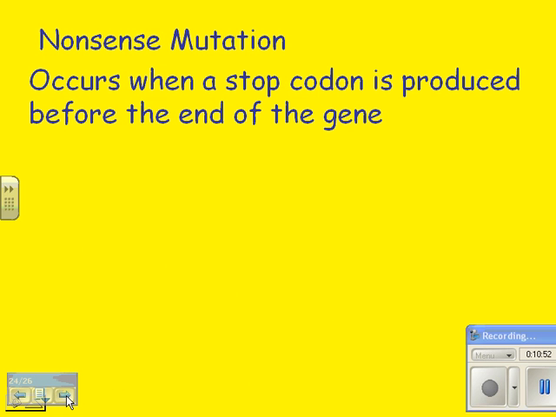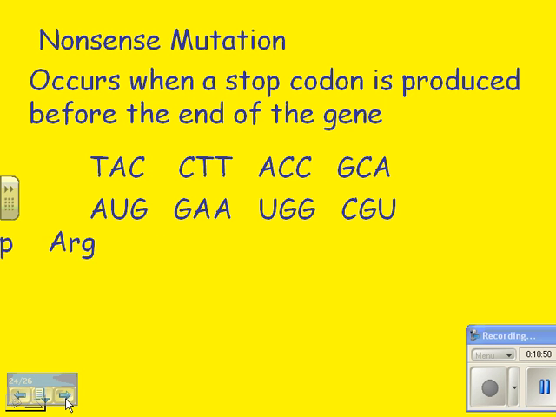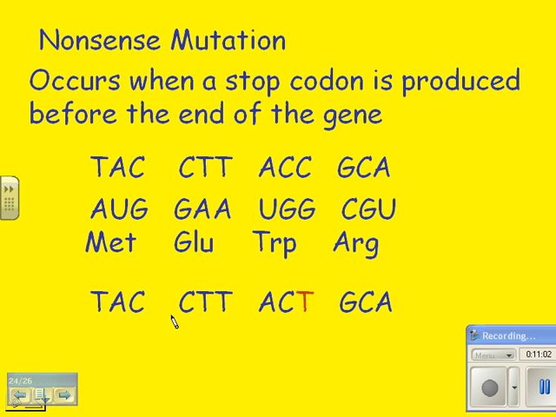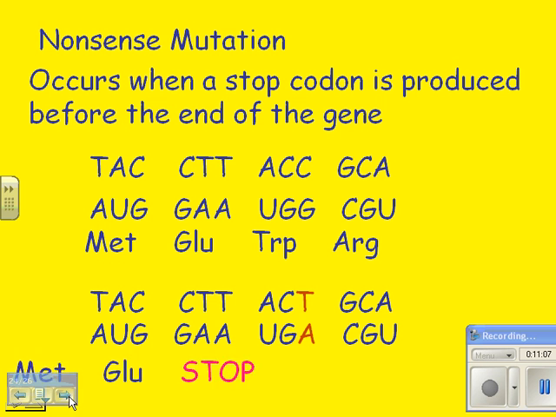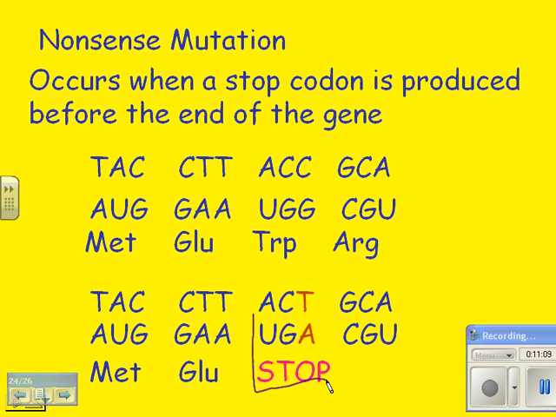A nonsense mutation is interesting. This occurs when a stop codon is produced before the end of a gene. So here's the gene and the mRNA, and here's the amino acid sequence. And this might go on even longer. Here you change a C to a T, and that happens to code for stop. And so now the protein's much smaller than it would have been, and it can cause some pretty major problems.